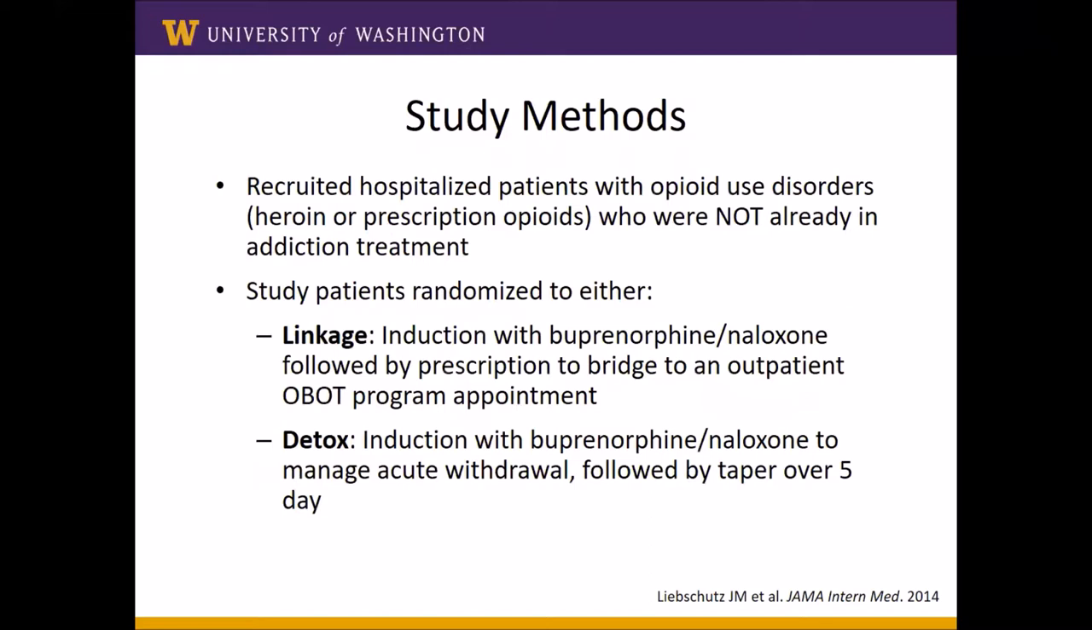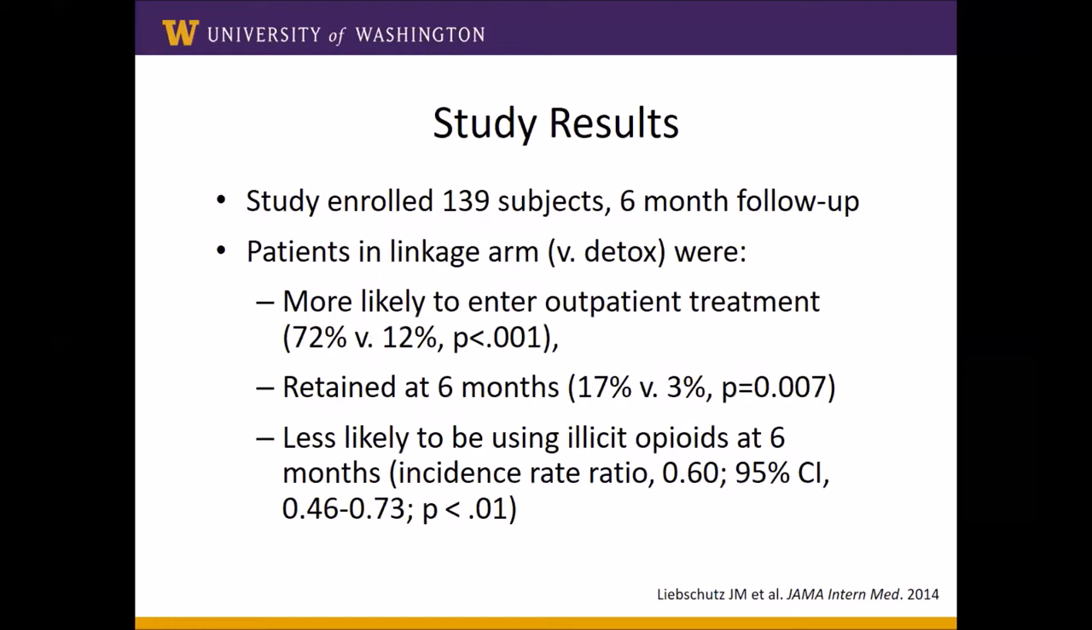That study recruited hospitalized patients with opioid use disorders, so either heroin or prescription opioids, who were not already in addiction treatment. And it randomized patients to receive either linkage, which was induction with buprenorphine, followed by a prescription to bridge them to an outpatient appointment, or detox, which was induction with buprenorphine to manage just the acute withdrawal, followed by a taper over 5 days. That study enrolled 139 subjects and had a 6-month follow-up period.